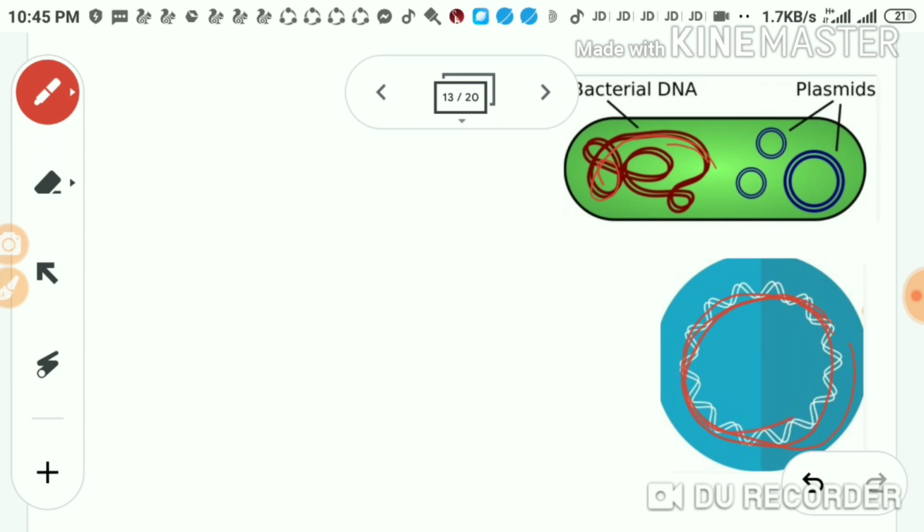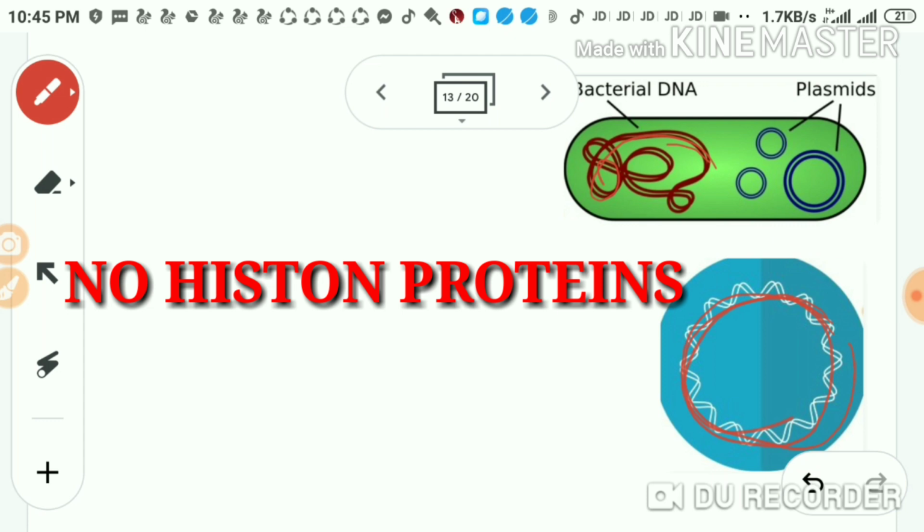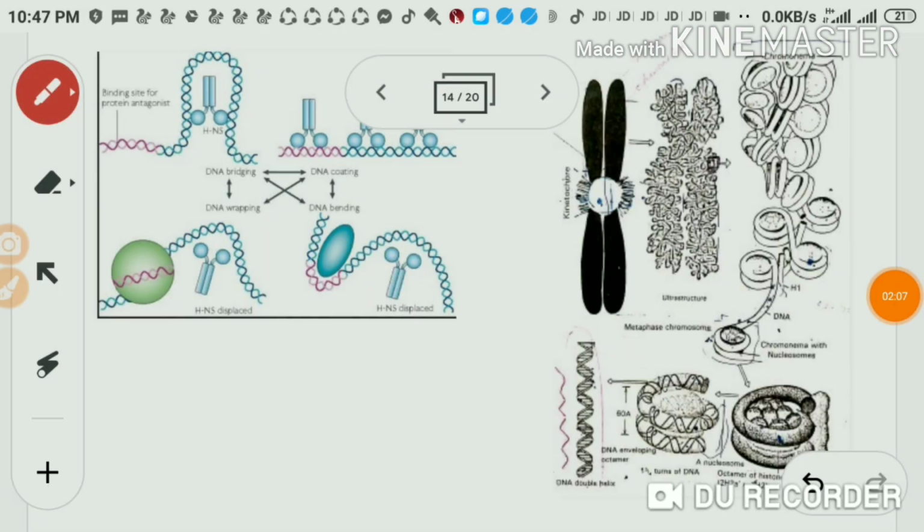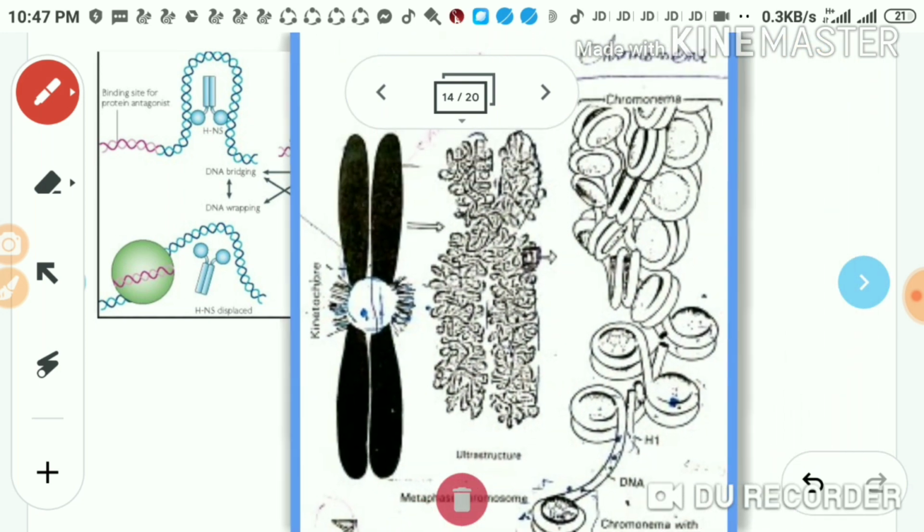Then they are not associated with histone proteins. Let's see what histones are. I told you that in the case of bacteria, or prokaryotic organisms, along with DNA there is no histone. What are histones? You just look at this picture.